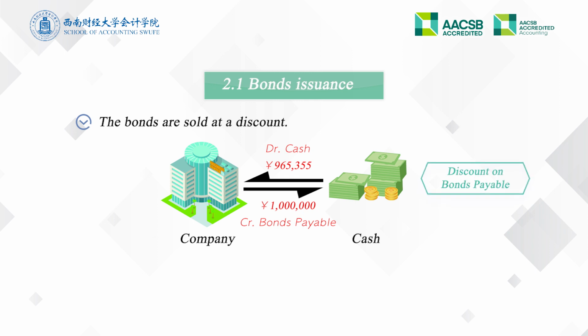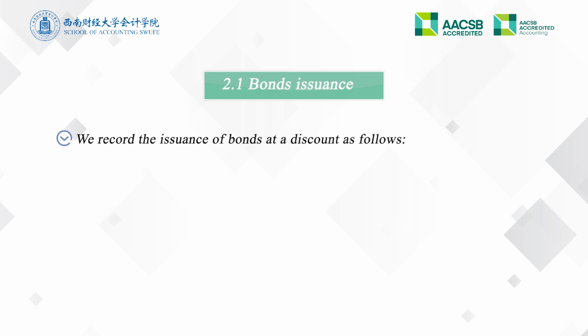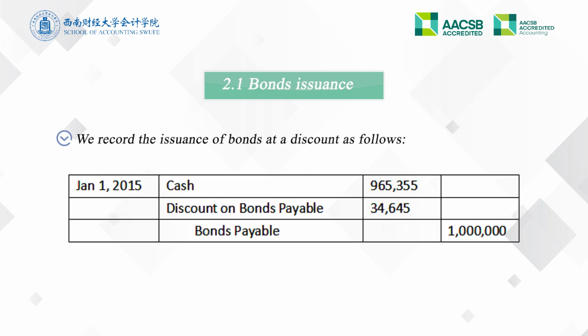The difference between the two accounts is called discount on bonds payable. Therefore, we record the issuance of bonds at a discount as follows. January 1st, 2015, debit cash 965,355 yuan. Debit discount on bonds payable 34,645 yuan. Credit bonds payable 1 million yuan.